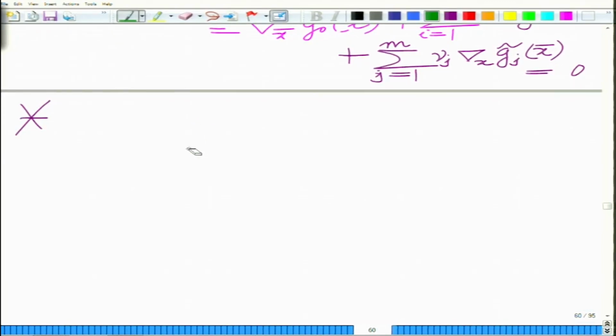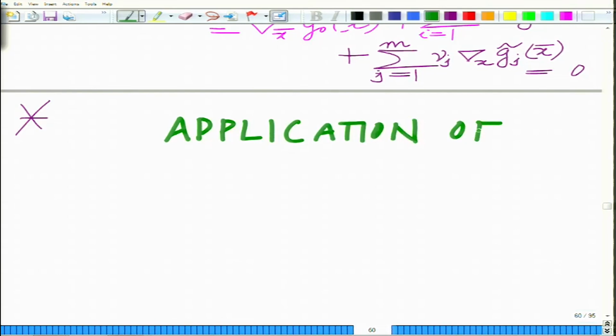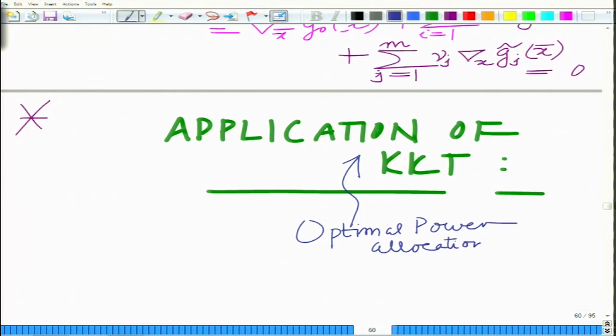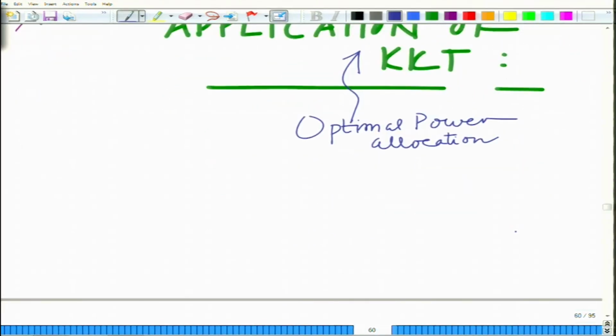So, we have seen the KKT conditions. Let us now look at an application of the KKT conditions, and the particular application that we will consider is optimal power allocation. This is typically a problem that arises very frequently in communication systems. So, this is optimal power allocation for communication.